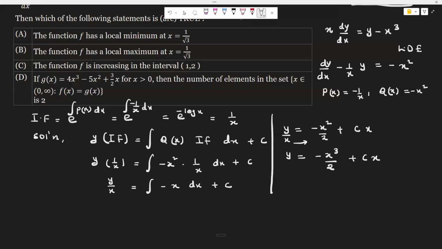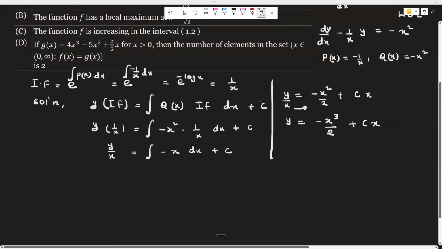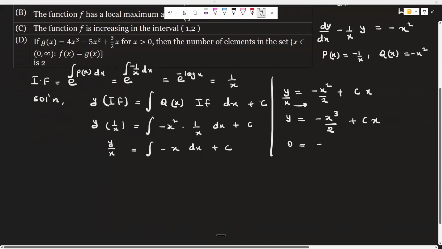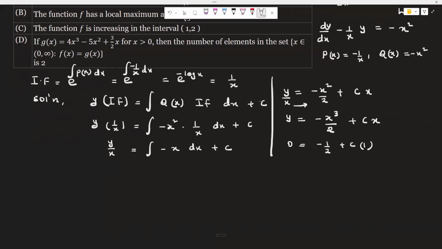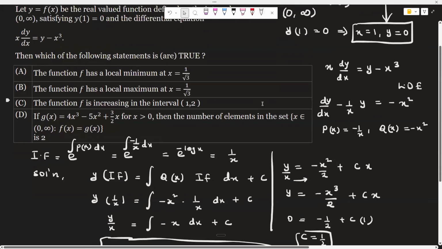Now we will use the conditions which were mentioned in the problem. Look at the conditions in the box: x is equal to 1 and y is equal to 0. Using them to get the value of c, the c value is equal to 1 by 2. So we have the complete solution: y is equal to minus x cube by 2 plus 1 by 2 into x. Therefore you can write y equals x by 2 minus x cube by 2. This is what y is.